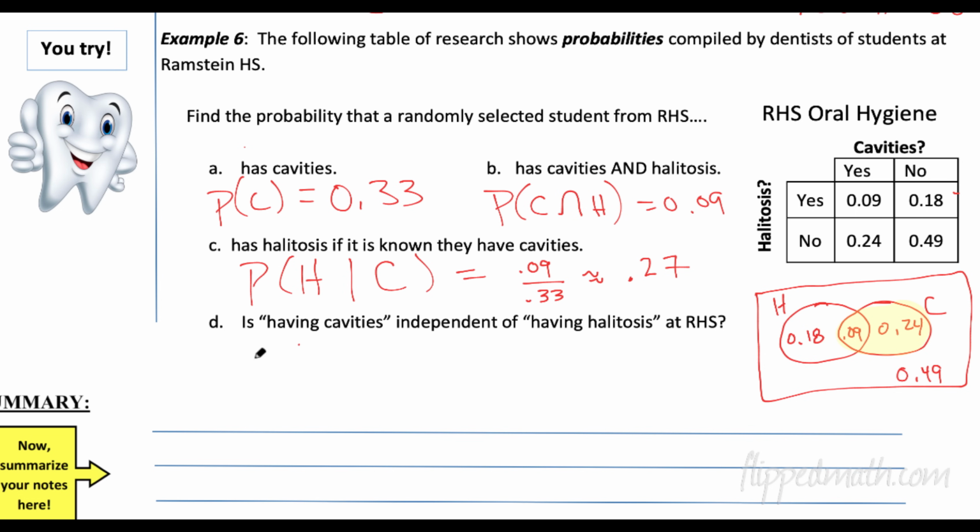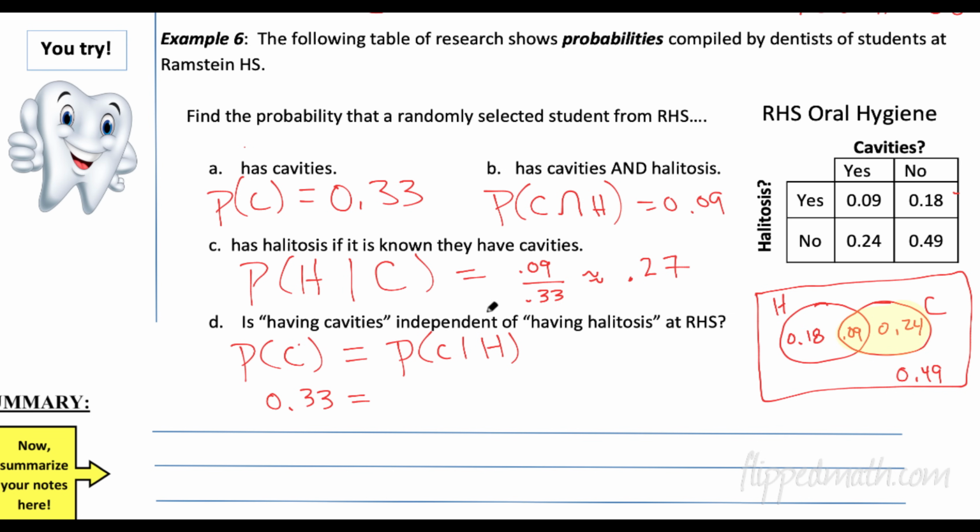And lastly, is having cavities independent of having halitosis? So to figure that out, I'm going to look at the probability of having cavities using our rule and see if that equals the probability of having cavities given that they have halitosis. So let's see what we have. Some of these we already have done before. Probability of having cavities is 0.33. We have figured that out.